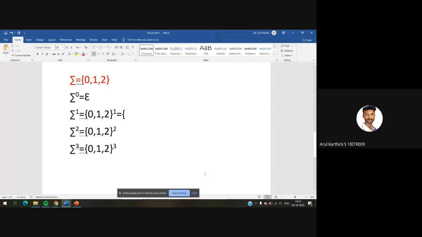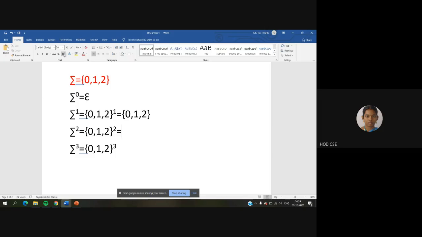Number of symbols is 3, ma'am? 3 power 1? 3. So what are all the strings produced? 3 strings. What are they? 0, 1, 2. Very good. 0, 1, 2. That's all. Okay. The next, sigma power 2.